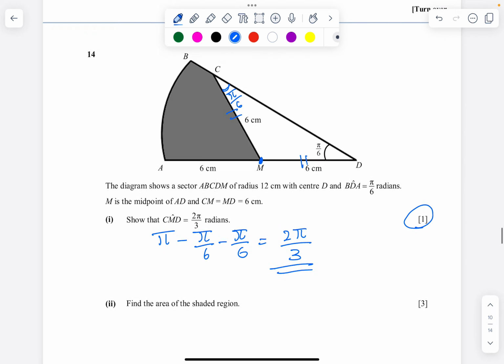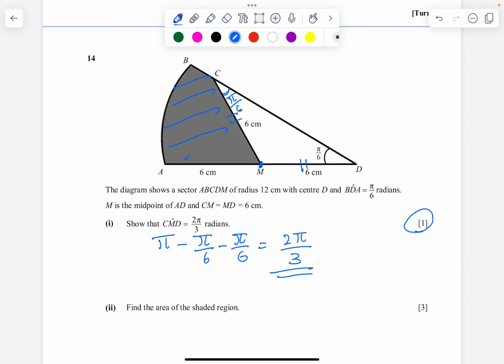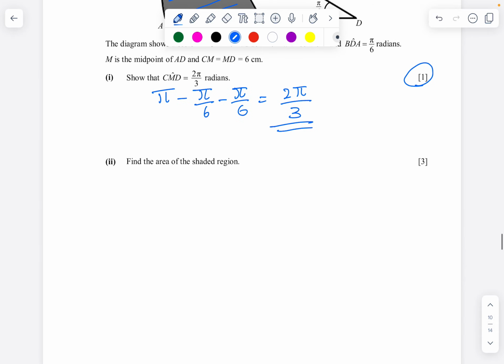Now find the area of the shaded region. So how do we find the area of the shaded region? Find the area of the sector minus the area of the triangle. Yeah, so let us find them one by one. Area of the sector first. The formula is half r squared theta. R squared is 12 squared and theta is pi by 6, which gives me 12 pi.